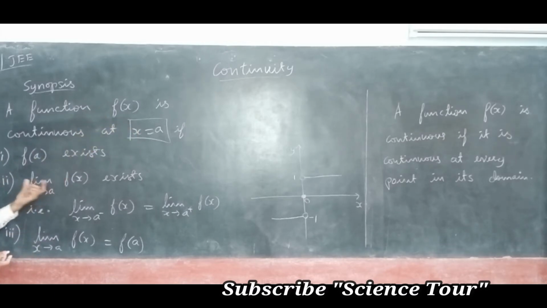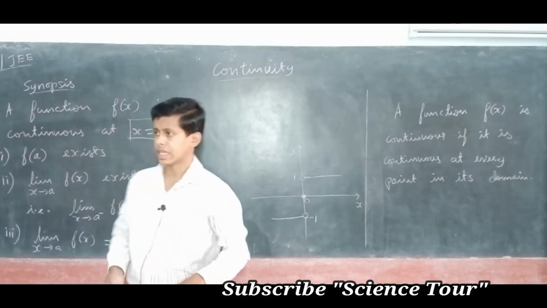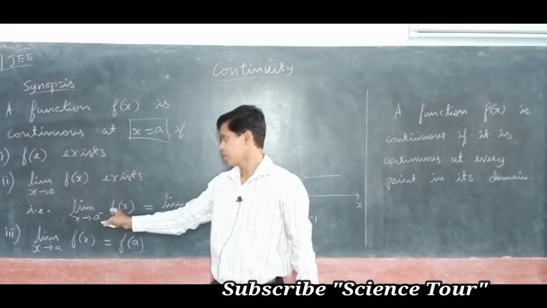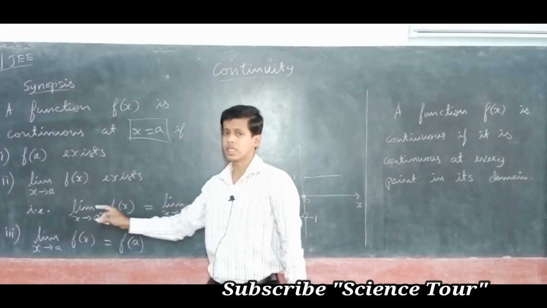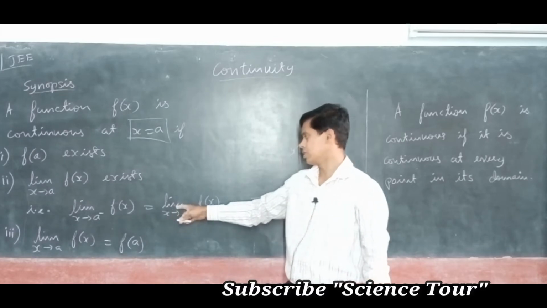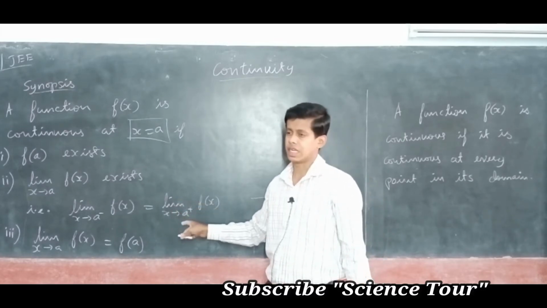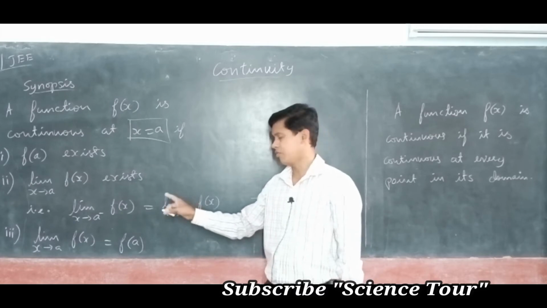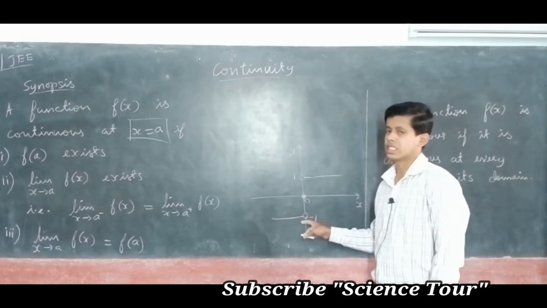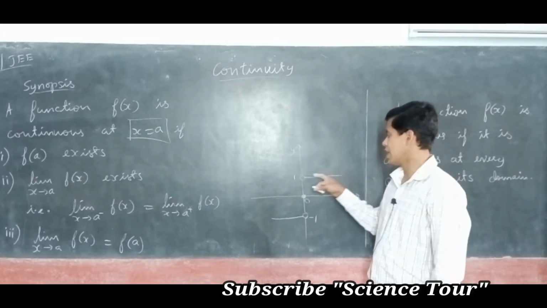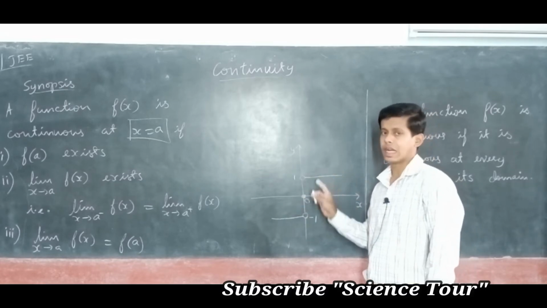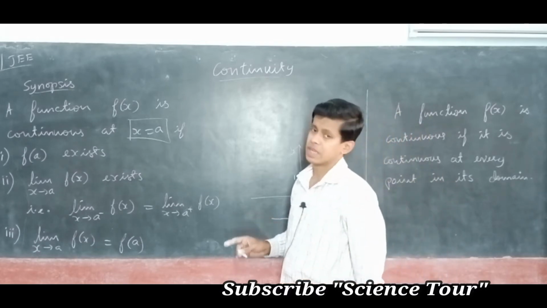Next, second point, the limit of f of x as x tends to a, as x approaches a, must exist. When do you say the limit exists? Only if the left hand limit and the right hand limit are equal. What is the left hand limit? Limit of f of x as x tends to a minus, and right hand limit is limit of f of x as x tends to a plus. So you are approaching 0 from the left hand side and from the right hand side, these are the left hand and right hand limits, and they must meet at the same point.